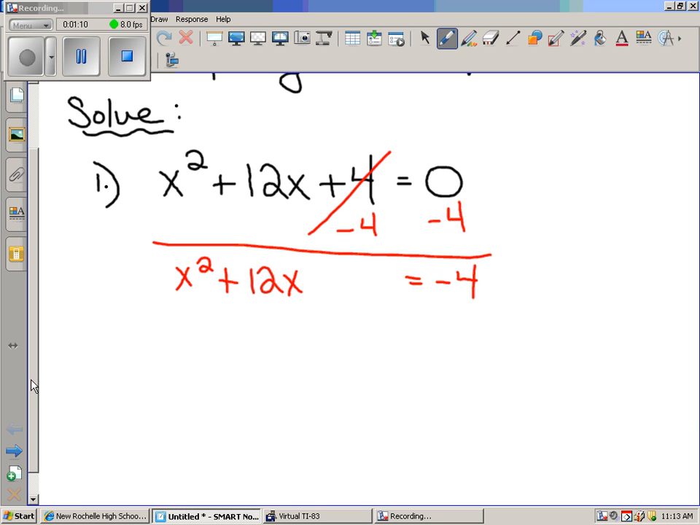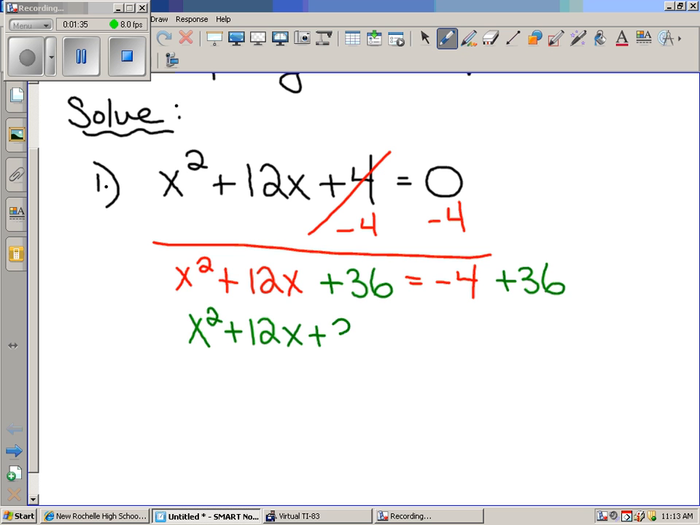We have to add b divided by 2 squared. What's b in this particular case? What's b divided by 2? b divided by 2 is 6, and what's 6 squared? Very nice. So we need to add 36, b divided by 2 squared, to each side. And then we get this.